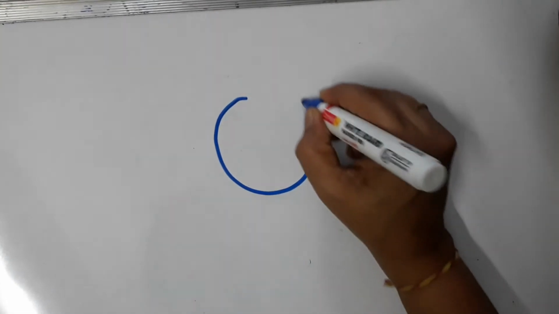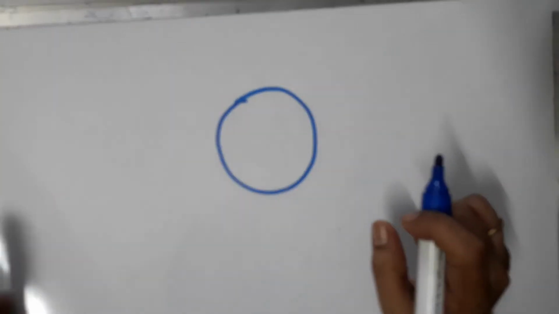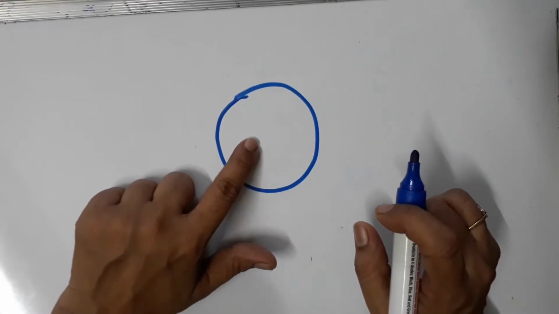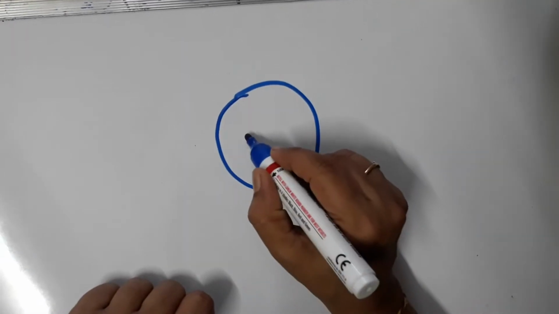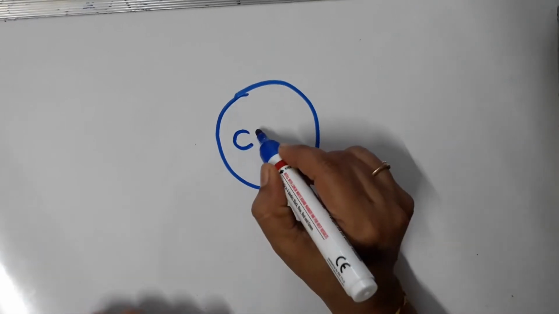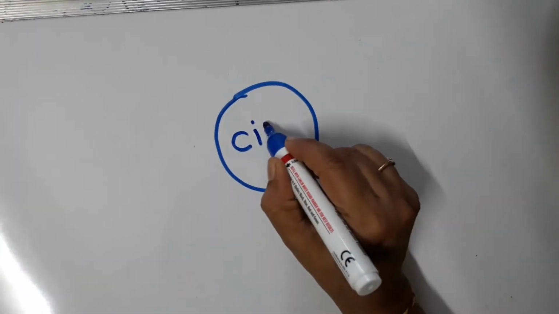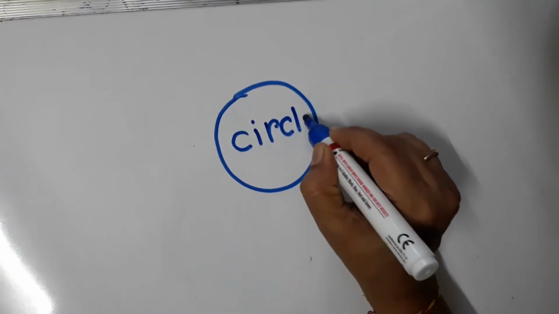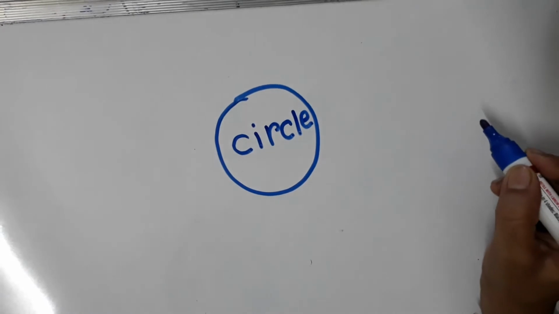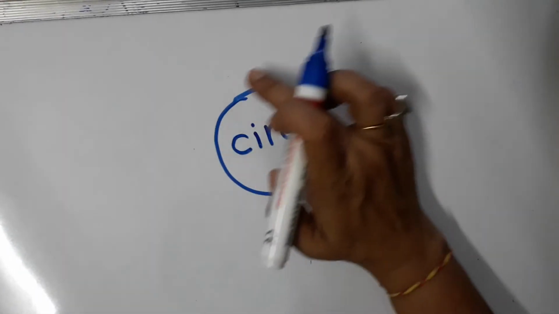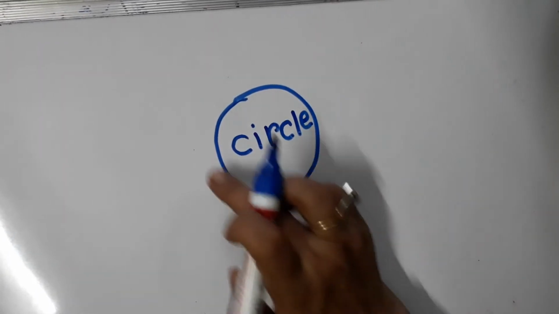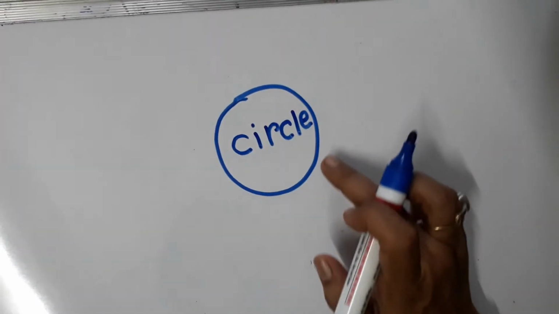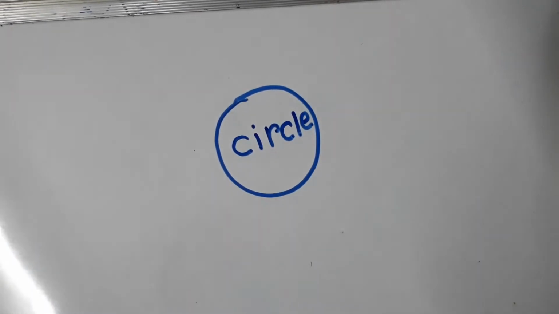Okay, tell me which shape is this? This is a circle shape. Which shape? Circle. C I R C L E. Circle. A circle is round. It has no corners and no sides.